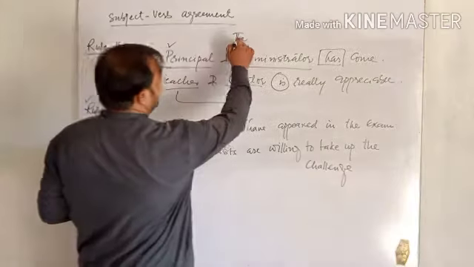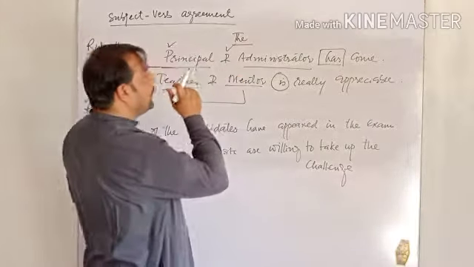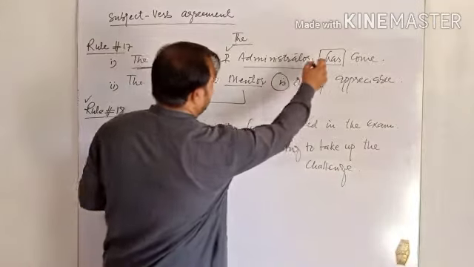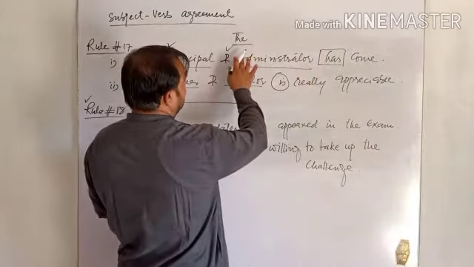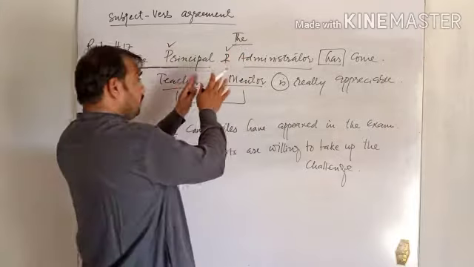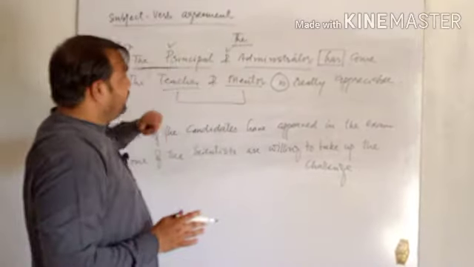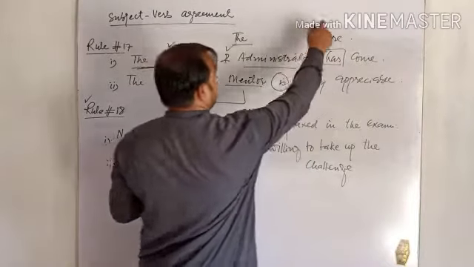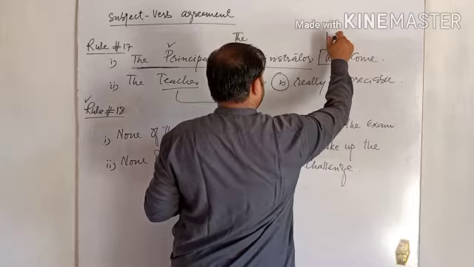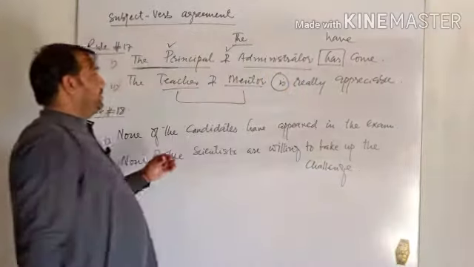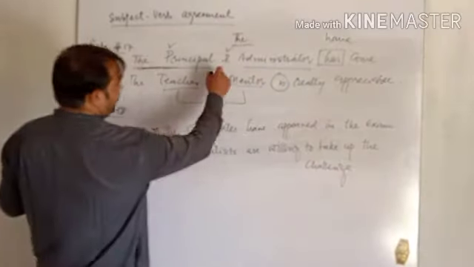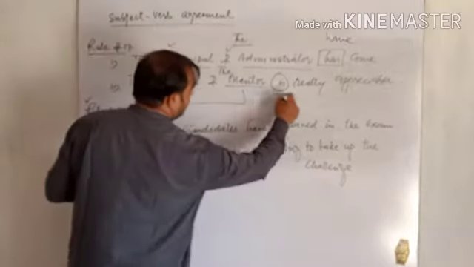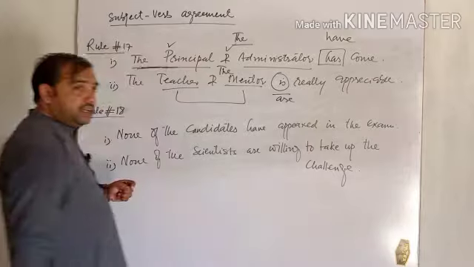How? By adding the definite article. Here the principal and the administrator. When we add the definite article with both of these, then we will add a plural verb. Then we will add a plural verb have, not has. Here the teacher and the mentor. If we put here the definite article, here we need a plural verb, not a singular.